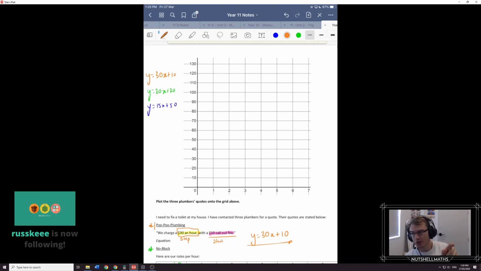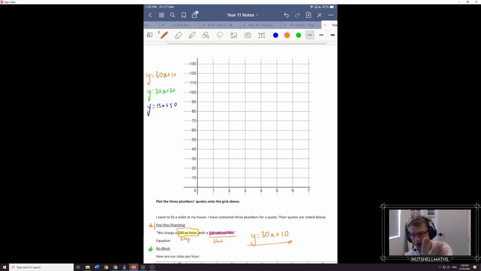Set up a graph in your books now with these axes, right? 0, 10, 20, 30 up to 130.